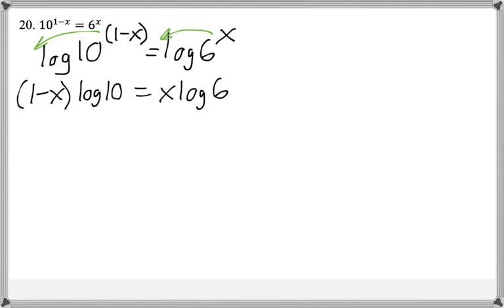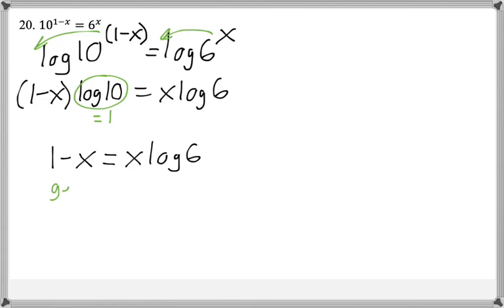Next, I can cancel out log of 10 because log of 10 is just 1. And 1 times 1 minus x is just 1 minus x. So you can only do that when the base and the inside of the logarithm match.